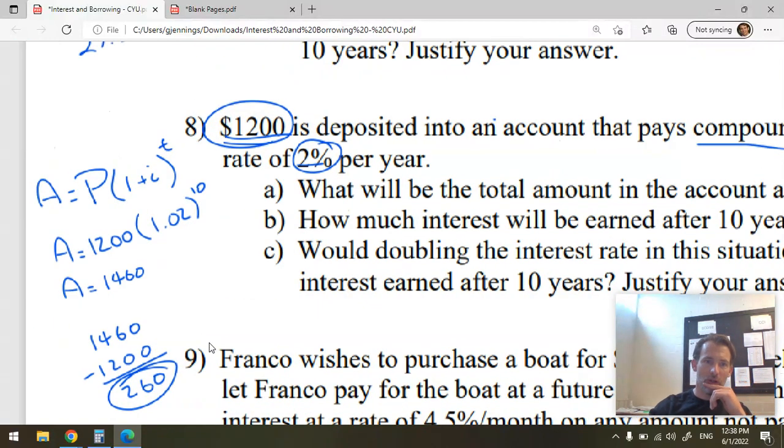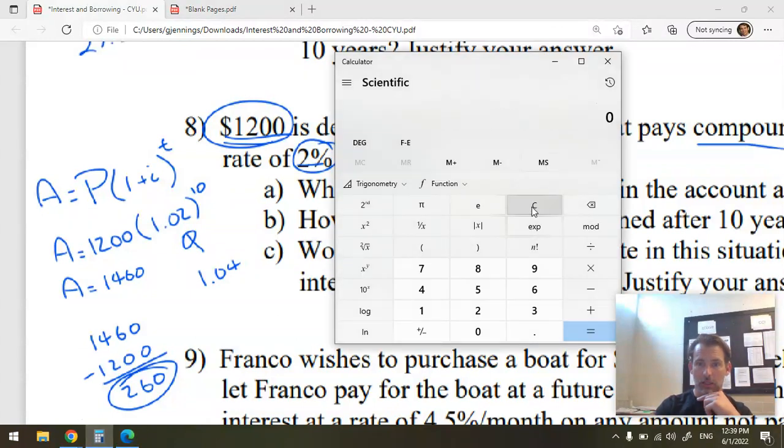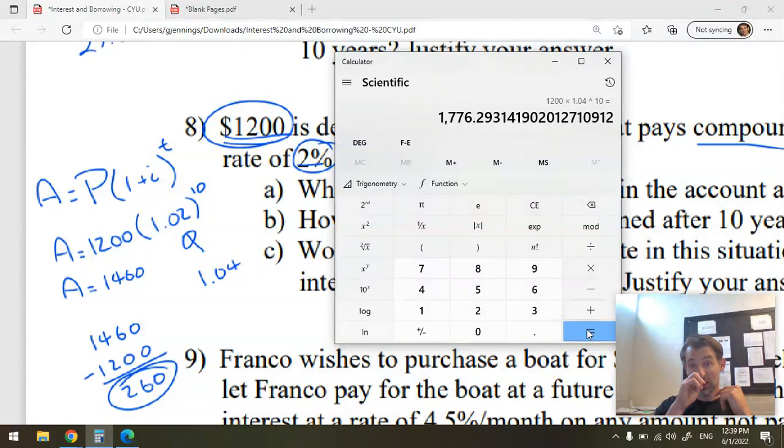Okay, the only thing I need to do, I can use the same formula, but here I'm going to use 1.04, double the interest rate. And I will find that this probably is going to triple the amount of interest I earn. It's my guess. Let's see. So now I'm going to go clear, and I'm going to say 1,200, that's our principal, multiplied by 1.04 raised to the power 10 equals 1,776. So instead of earning $260 in interest, it earned $570. So it wasn't quite triple the interest, but it was more than double.